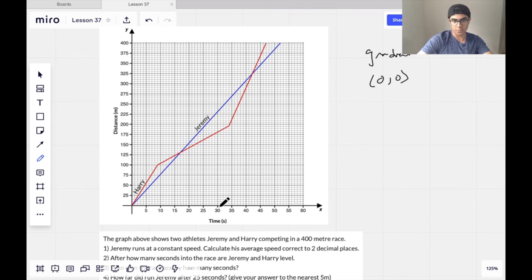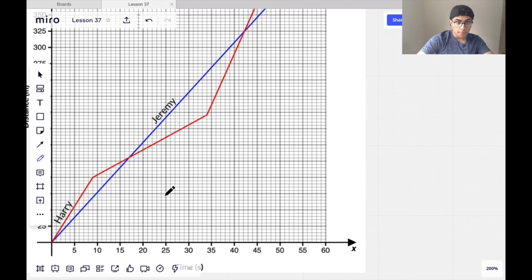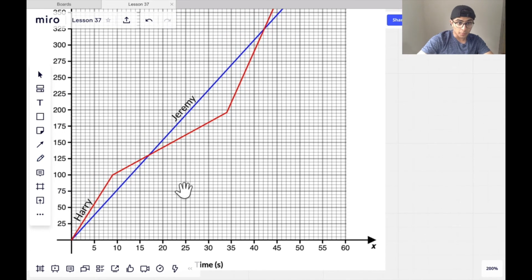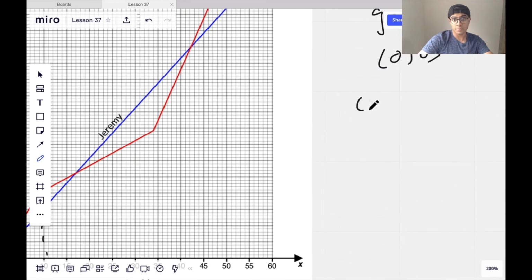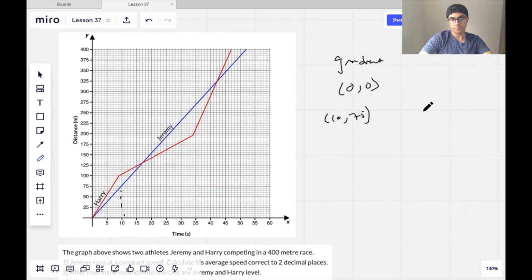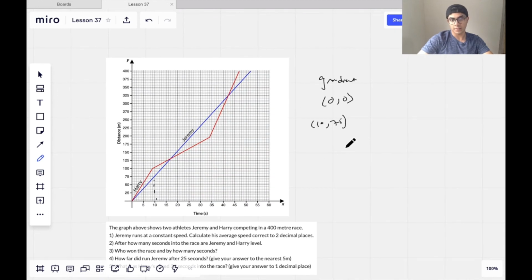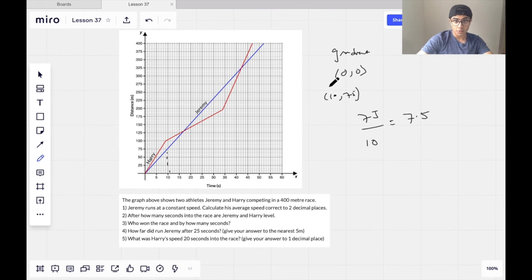So we can just pick a nice point, like 10 and 75. So the gradient is 75 minus 0 over 10 minus 0, which is 75 over 10, which is 7.5. And then you say 7.5 in the right units, meters per second.